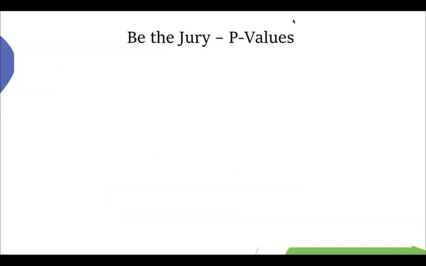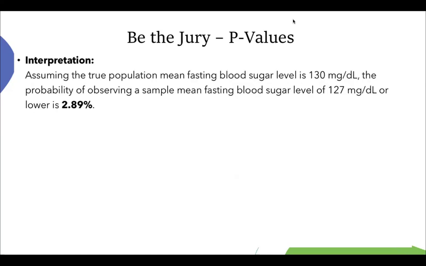In order to figure that out, we need to be provided with a little bit more information. Let's talk about a p-value. The answer 2.89% can be interpreted like this: assuming the true population mean fasting blood sugar level is 130, the probability of observing a sample mean fasting blood sugar level of 127 or lower is 2.89%. That's the meaning of the probability that we just calculated.